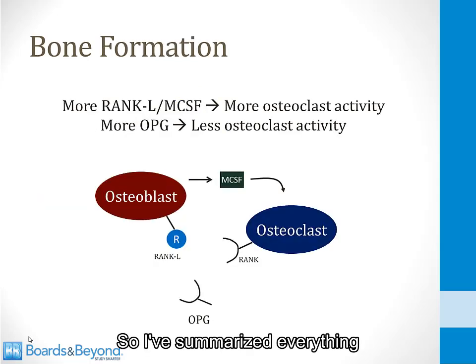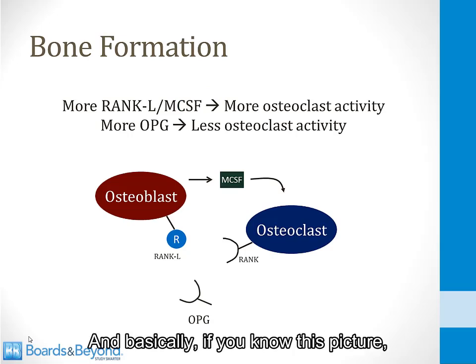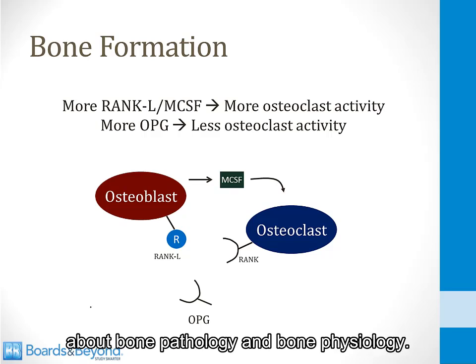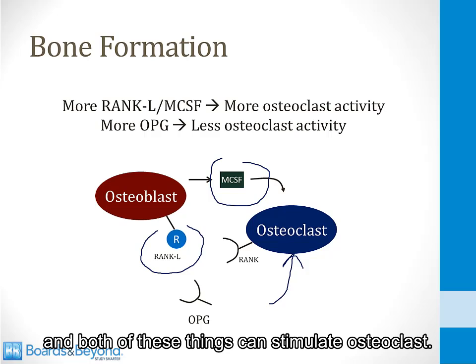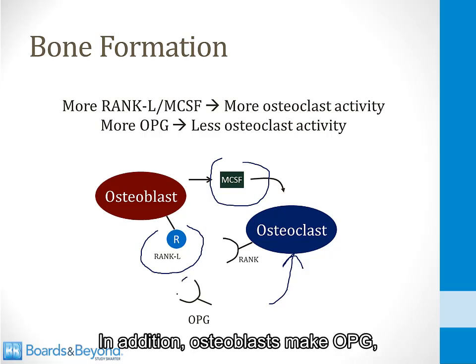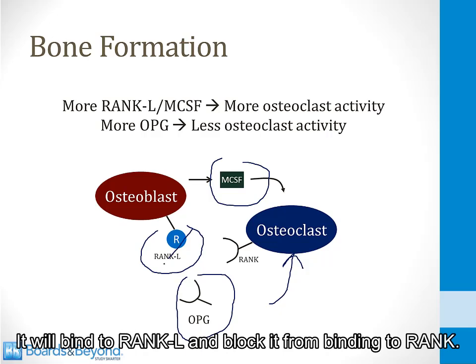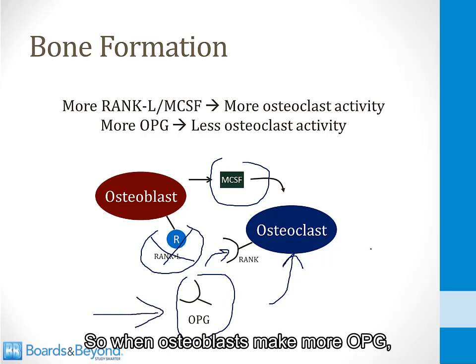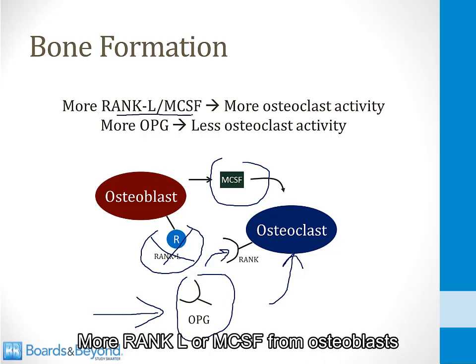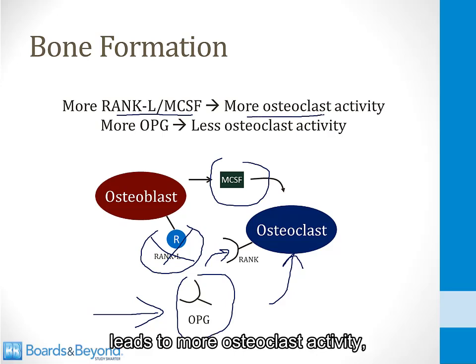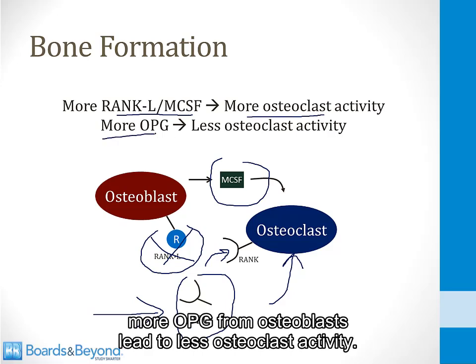So I've summarized everything with this picture on this slide, and basically if you know this picture, you can answer lots and lots of questions about bone pathology and bone physiology. So osteoblasts make RANK L, and they also make M-CSF, and both of these things can stimulate osteoclasts. In addition, osteoblasts make OPG, which is a decoy receptor. It will bind to RANK L and block it from binding to RANK. So when osteoblasts make more OPG, that decreases osteoclast activity. And I've summarized all this at the top of the slide. More RANK L, or M-CSF, from osteoblasts leads to more osteoclast activity. More OPG from osteoblasts leads to less osteoclast activity.